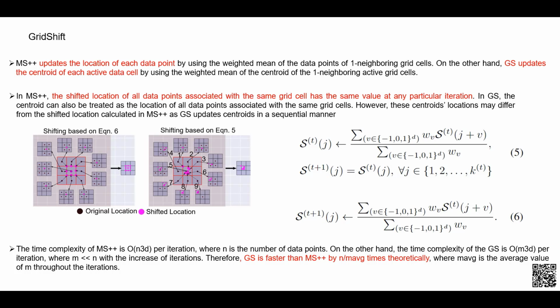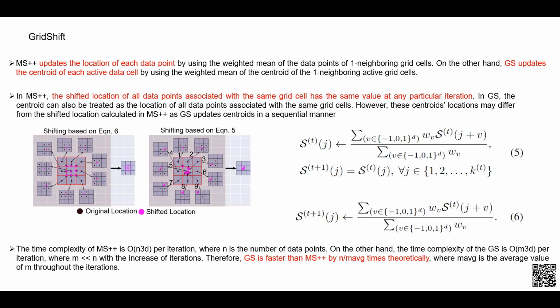The MS++ algorithm updates the location of each data point, while in GridShift, we only update the centroid of each active grid cell. The active grid cells are the grid cells that have one or more points resident in them. Also, the shifted location of all the data points associated with the same grid cell has the same value at any iteration in the Mean Shift++ algorithm. However, this is not the case with the proposed GridShift, since we update the centroids in a sequential manner. From these two major speed-ups, we show that the GridShift algorithm is theoretically faster than the Mean Shift++ algorithm.